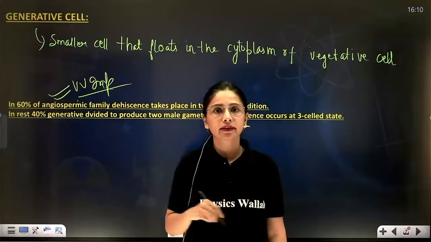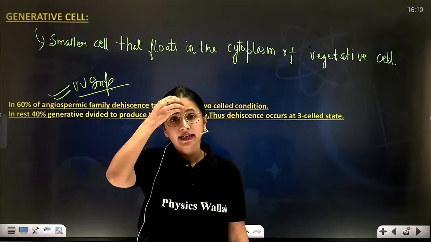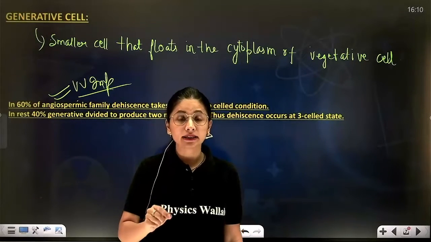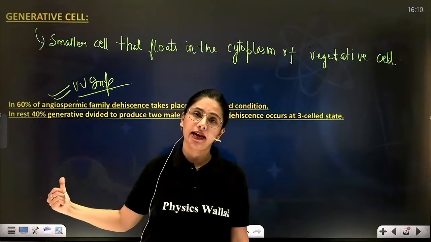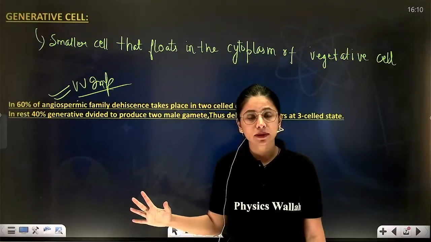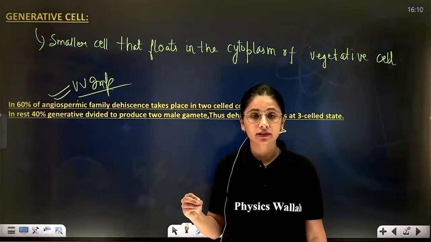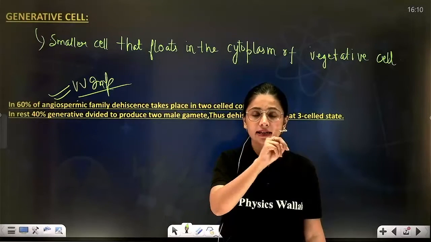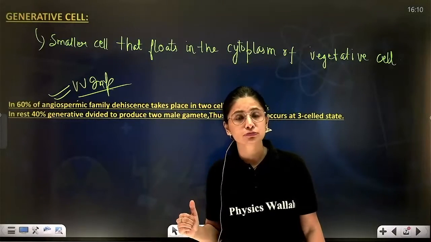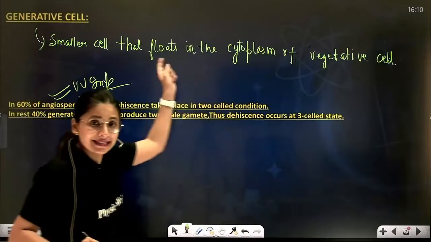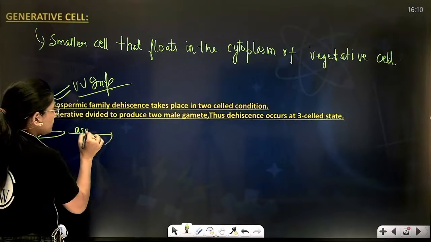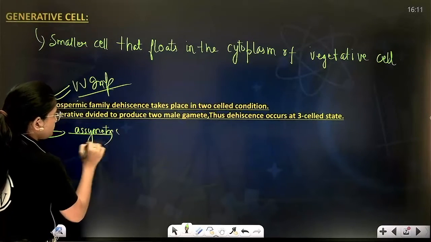Next point, see beta, this point is very, very important. This point says that 60% of angiospermic families, the majority of the families, shed their pollen grains at this two-celled stage. Correct? That means in 60% of the angiospermic families, the dehiscence of anther takes place when pollen grains are having two cells, generative and vegetative. However, in the remaining 40% of the angiospermic families, what happens? This generative cell further undergoes asymmetric division.